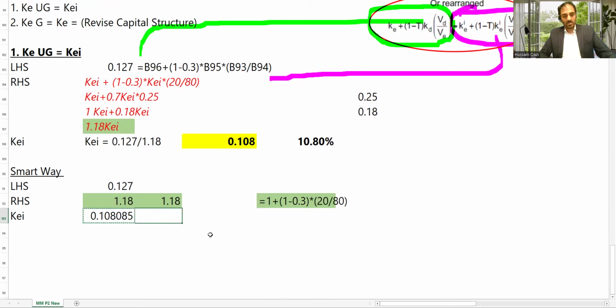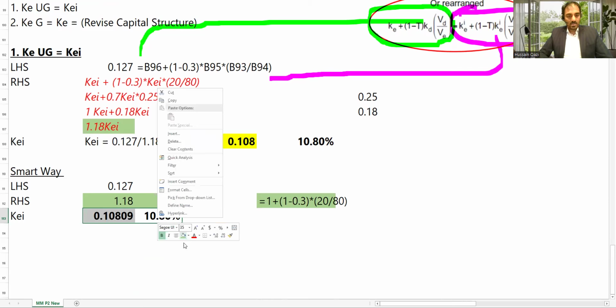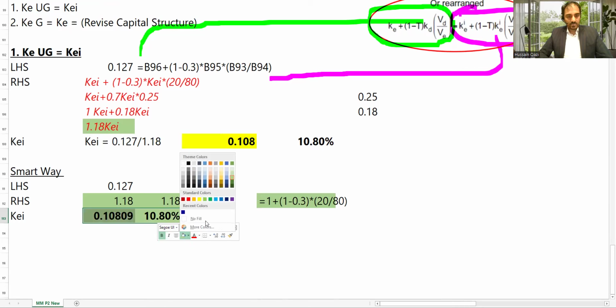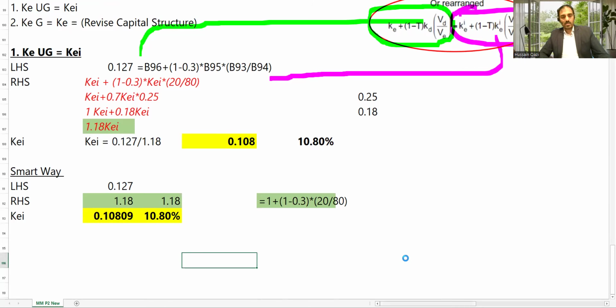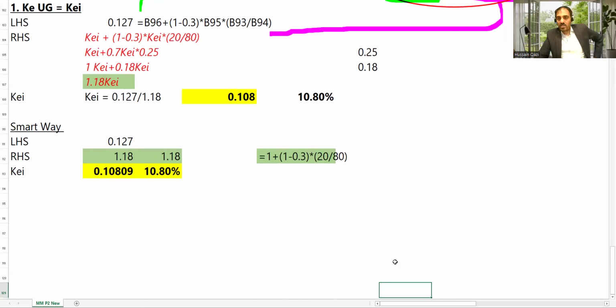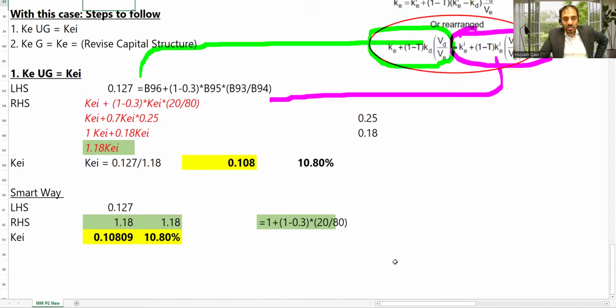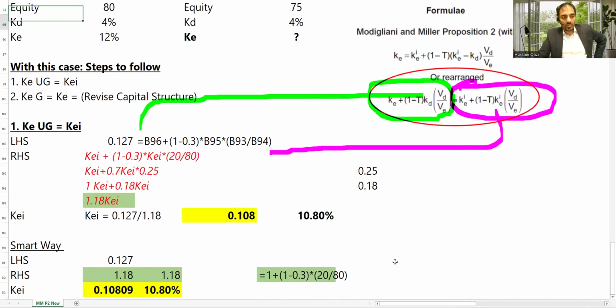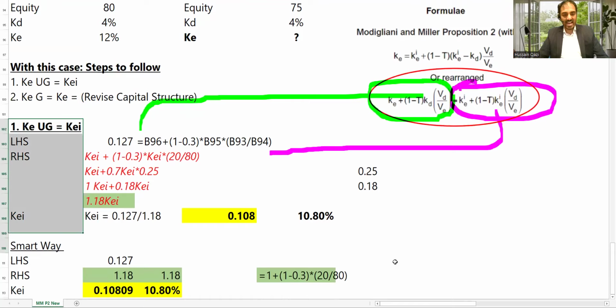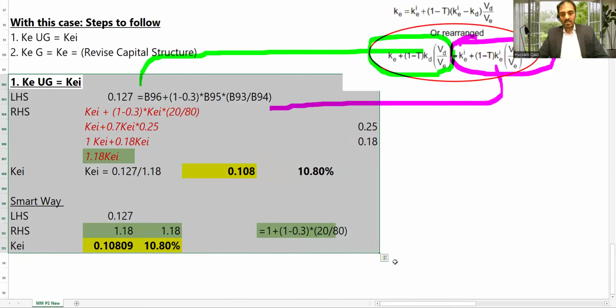This is what about the values. 10.8%. That is a point. This is what about the calculations of KEI with a smart way.